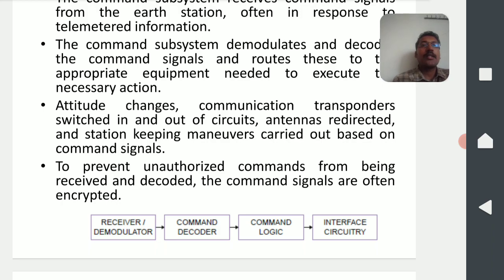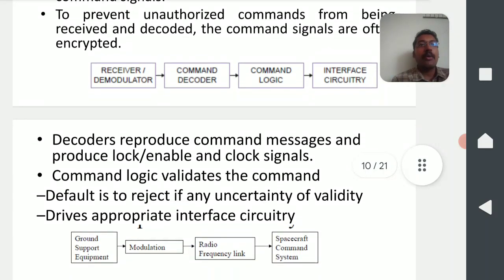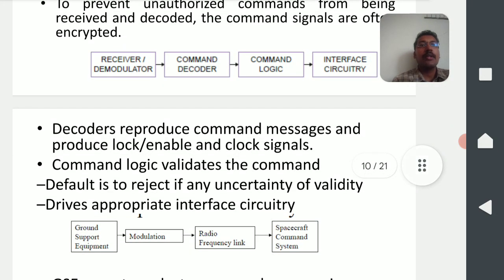The encryption process is done by the receiver demodulator, command decoder, command logic and interface circuitry as shown in this diagram. The decoder reproduces command messages and produces lock, enable and signal clocks. Command logic validates the command. The default is to reject if there is any uncertainty of validity, and it drives the appropriate interface circuitry.